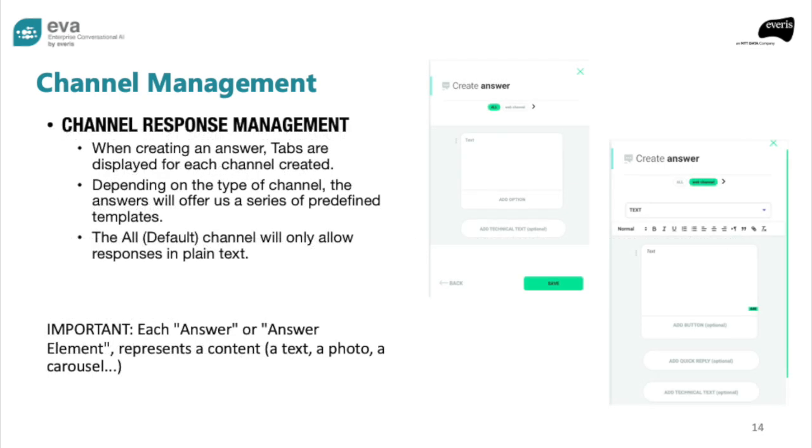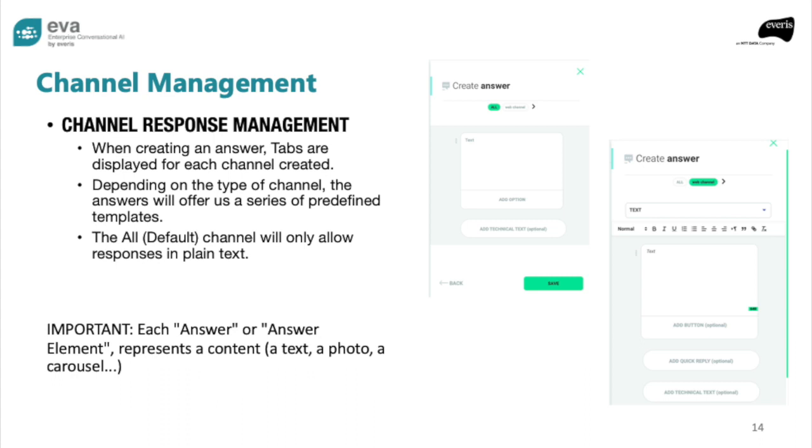As I said before, EVA as a multi-channel platform will allow us to define a virtual assistant with flows and use cases and publish them on multiple channels. But for reasons of the channel's capacities and to optimize the experience, it is necessary to allow the contents of each use case to be adapted to the specific channel through which it is used.